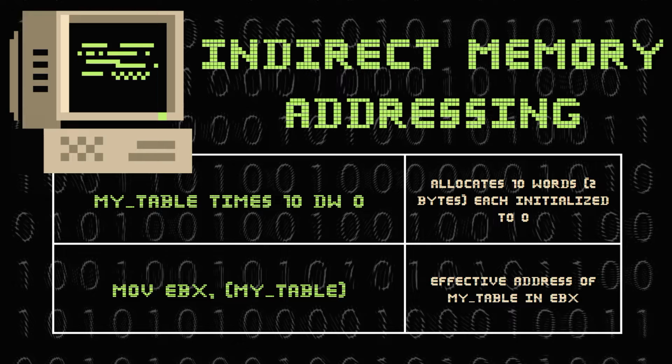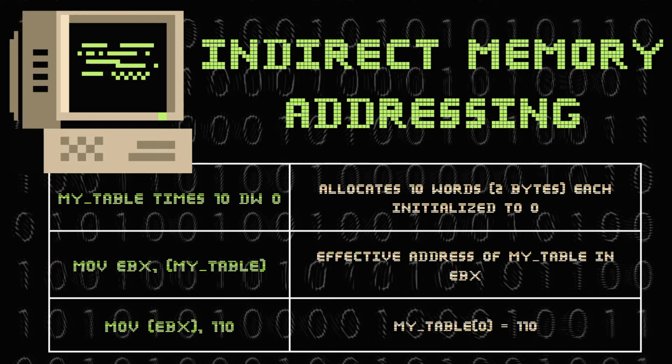The starting address of an array is stored in a base register like EBX. To access different elements of the array, we can use instructions like move EBX, myTable to load the effective address of myTable into EBX. Then we can perform operations like move [EBX], 110. And this is to assign a value to the first element of the array.